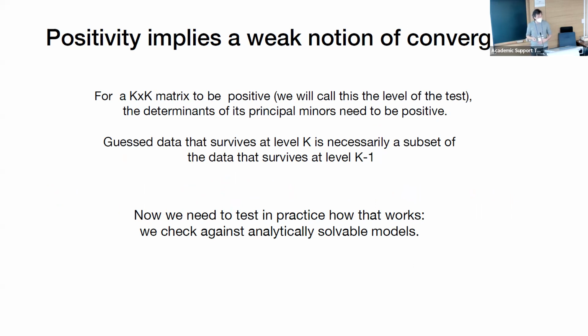And as I said, positivity implies a weak notion of convergence. Basically, if a K by K matrix is positive, we will call this the level of the test. The determinants of its principal minors need to be positive. So if you have guess data that survives at level K, that's necessarily a subset of the data that survives at level K minus 1. Because if you fail at some level K minus 1, since all the minors need to be positive, you've already failed before, so you've already taken it out of the phase space. So you are always shrinking the available phase space. And then the question is, does this converge slowly? Does this converge fast? How fast does the method work? It could be very slow. If it's very slow, it's useless. If it's fast, then we might profit somehow.